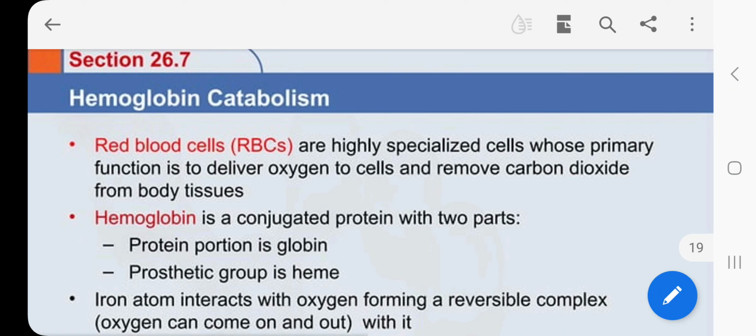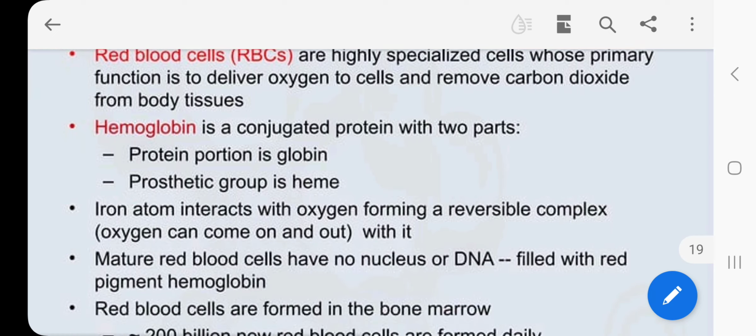Red blood cells, usually we call this RBCs, tama, for the previous discussion. These are highly specialized cells whose primary function is to deliver oxygen to cells and remove carbon dioxide from body tissues. So we have this hemoglobin. It is a conjugated protein with 2 parts. Sabi natin, ang hemoglobin is globular in form, so spherical in form, and consisting of a protein portion, which we call the globin. Meron din tayong prosthetic group, which is called the heme, which contains the iron and the oxygen.